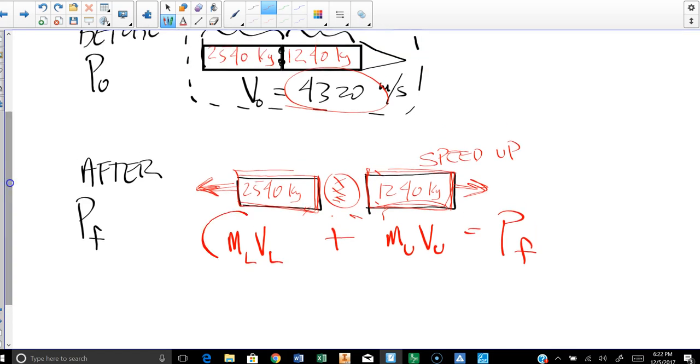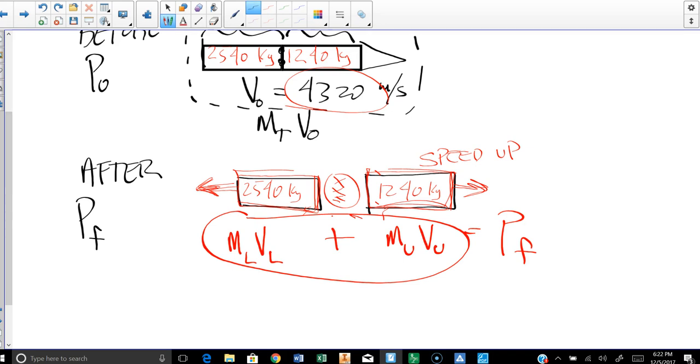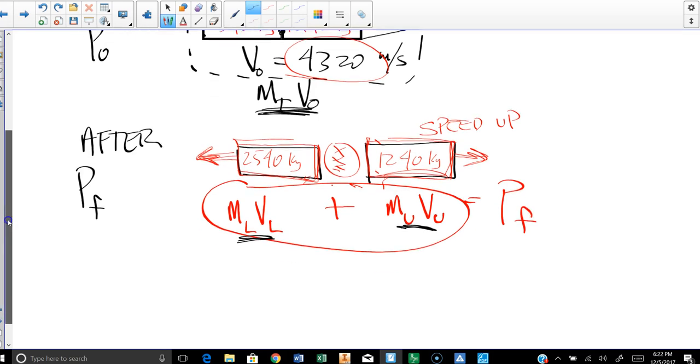That means these two should equal the single momentum, right? Mass total, both of them together, times the original velocity, which isn't 0. So it's okay if these two are positive, because they're going to add up to make a positive number. So let's see if we can figure that out.